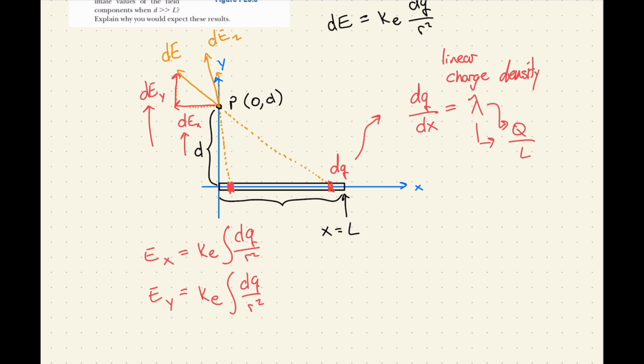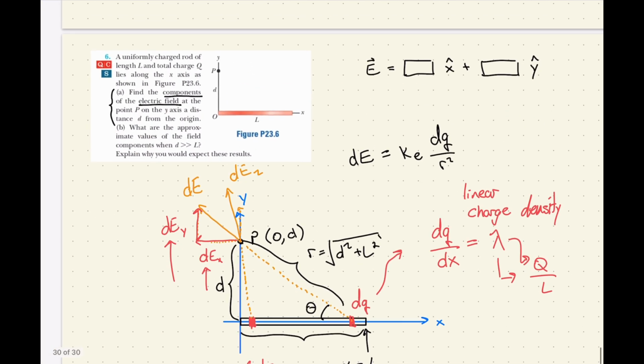Now, with good old Pythagoras, we can find the hypotenuse of this. Let's call it R, which is square root of D squared plus L squared, right? You guys could do Pythagorean theorem. So we have that as well. And let's also label this side theta.